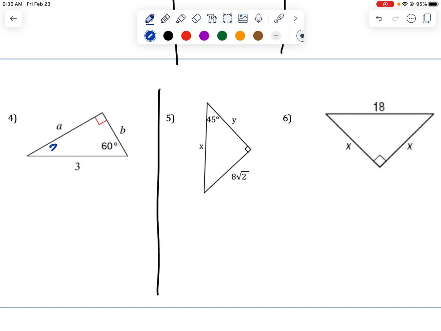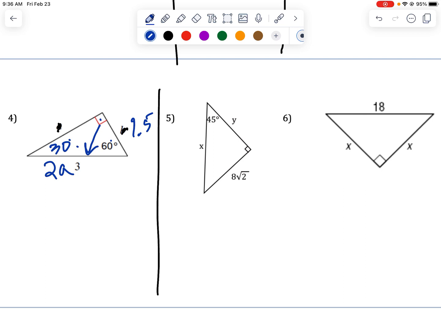So this is a 30-degree angle. I got a 30, 60, 90 triangle. Across from my 90-degree angle, my hypotenuse is always my 2A side. So this is my 2A side. Now I know it's confusing because they say A and B here. Just find these missing sides. Ignore the variables. So 2A is 3, which means my A value is 3 divided by 2, which is 1.5.